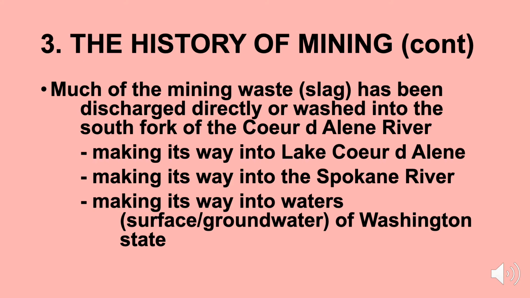So the South Fork of the Coeur d'Alene River basically transported unwittingly these heavy metals to the Lake Coeur d'Alene. So you get the heavy metals in the South Fork of the Coeur d'Alene River, and they eventually made their way to Lake Coeur d'Alene. And on the north end of Lake Coeur d'Alene, some of it made its way into the Spokane River, and some of it made its way into waters, surface and groundwaters of not only Idaho, but of Washington State. So this mining district has been a big concern from a surface water quality standpoint.